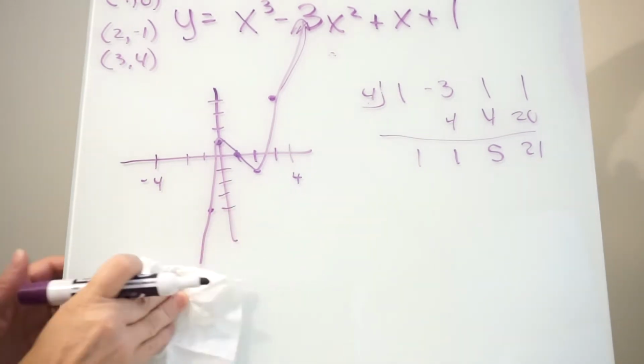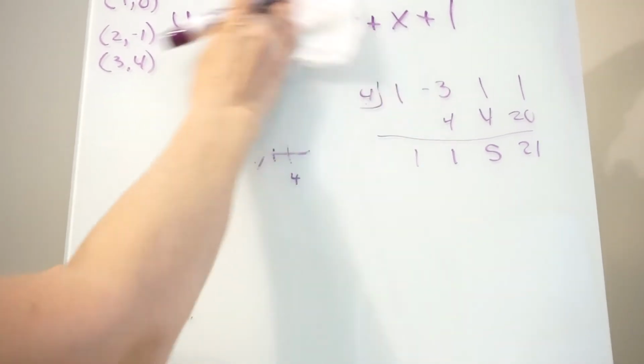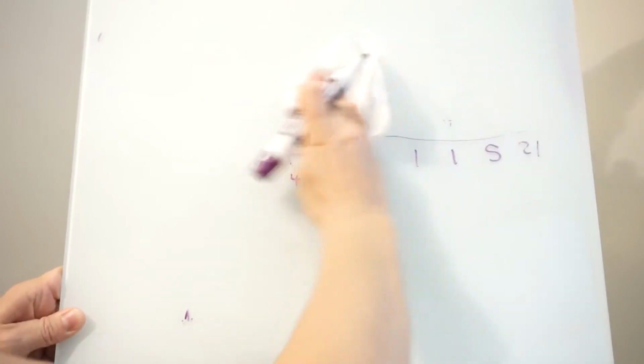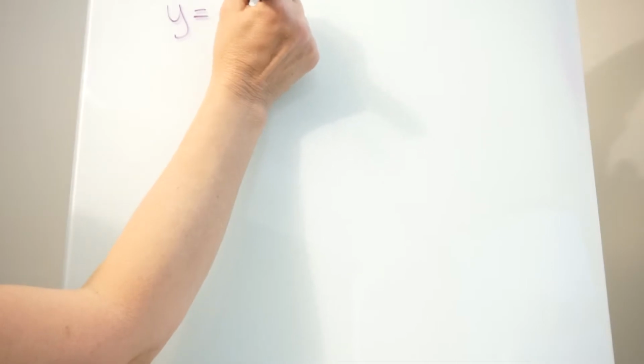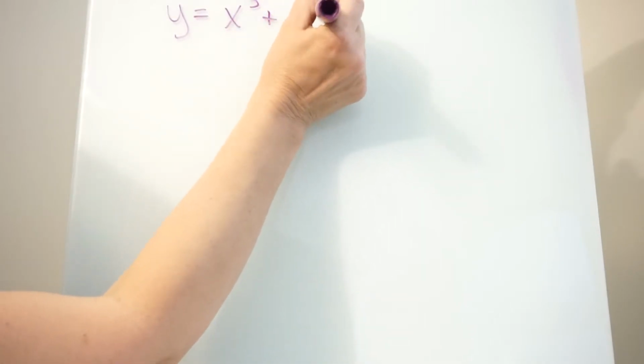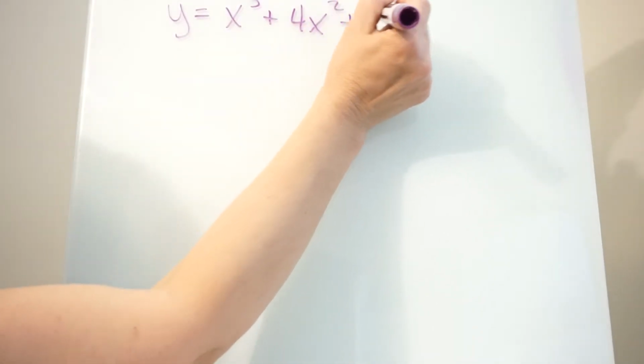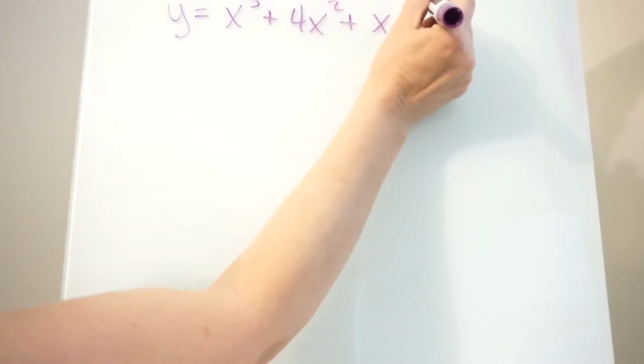Let's look at example 116.2. I'm going to remember to do that 0 first. Okay, 116.2, it says to graph y equals x cubed plus 4x squared plus x minus 6.